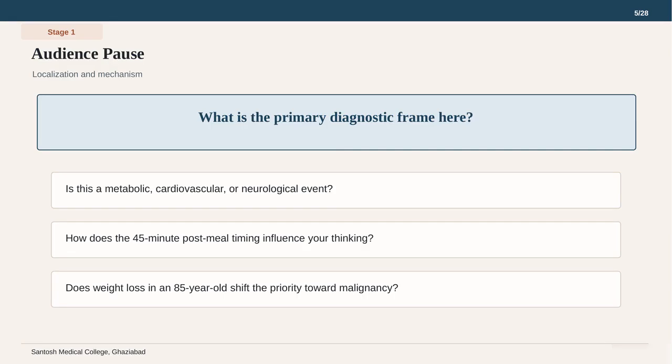It strongly pulls us toward a metabolic or digestive trigger. Finally, the third box questions the significance of her weight loss. In an 85-year-old, does a 2 to 3 kilogram drop shift our priority toward an underlying malignancy? These are the exact questions our simulated medical team must grapple with as they begin their analysis.